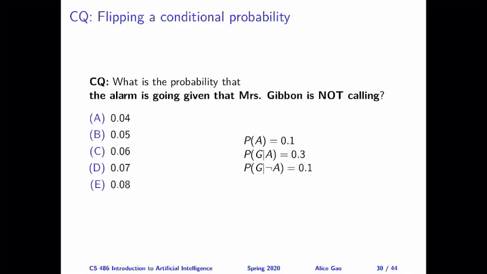For the second question, we want to calculate the probability that the alarm is going given that Mrs. Gibbon is not calling. And the correct answer here is 0.08, which is option E.